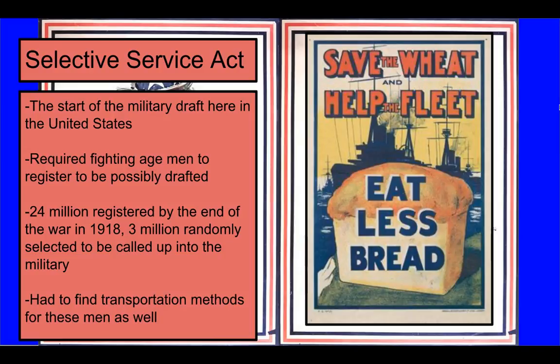The second thing we were looking at is the Selective Service Act. And if you remember anything about that, that's the fact that we have a military draft going on during this time. So in 1918, we implement the first draft in our nation's history. 24 million fighting aged men in this country registered, and 3 million of them were randomly selected for military service. So we have a bunch of men being kind of forced, if you will, into this war effort.